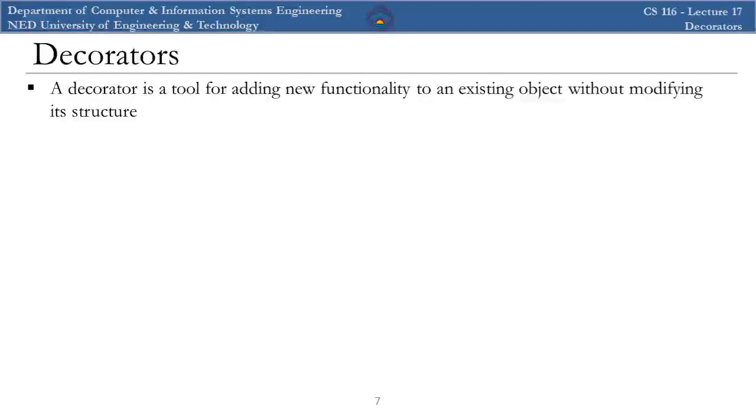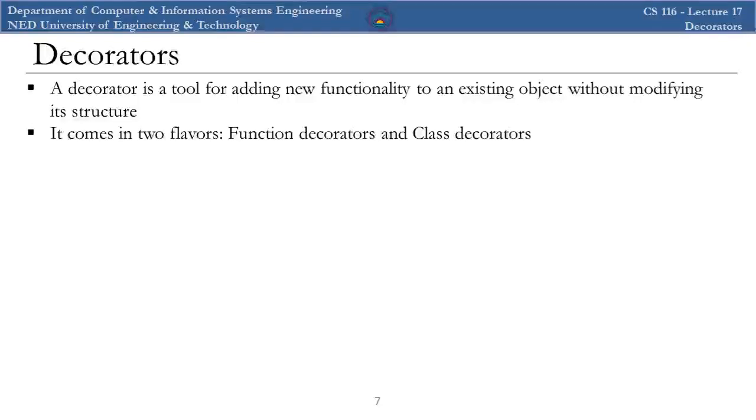A decorator is a tool for adding new functionality to an existing object without modifying its structure. This object could be a function or it could be a class. For example, you have a function and you want to use it in some class or in some other function, but you want to add some functionality to it only for that specific use. So you don't want to change that original function permanently, you just want to add some temporary functionality to it. You can do that using a decorator.